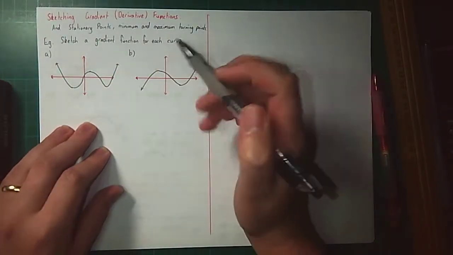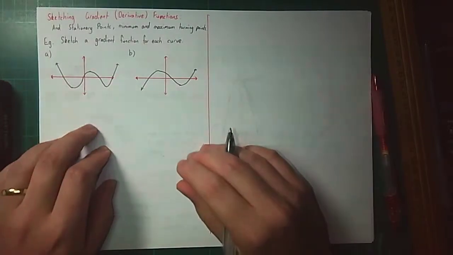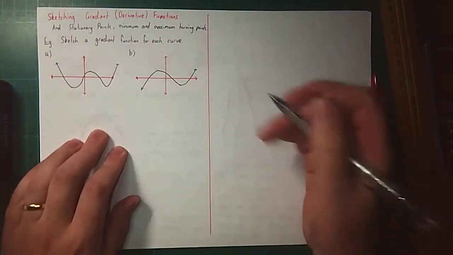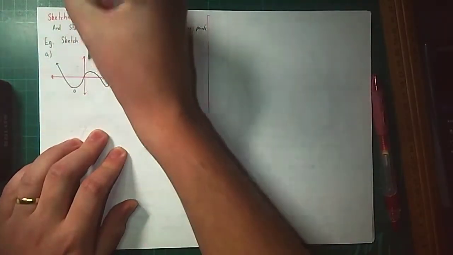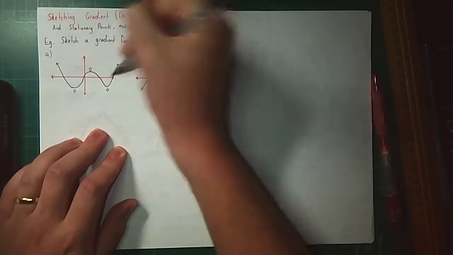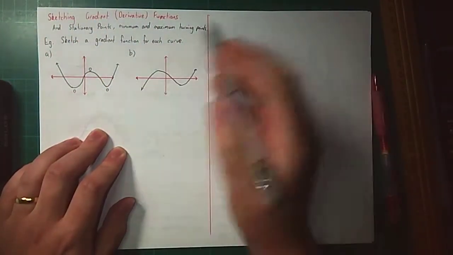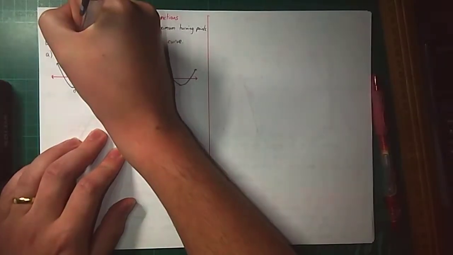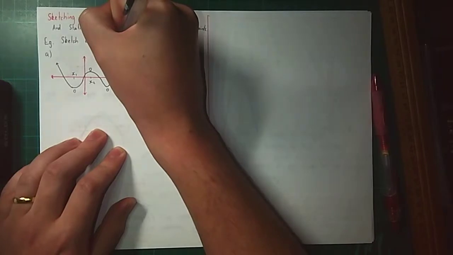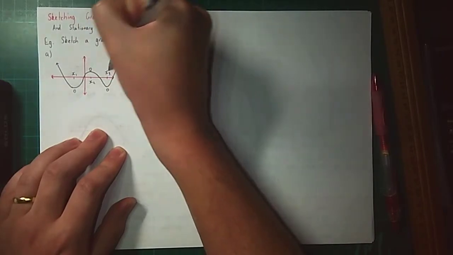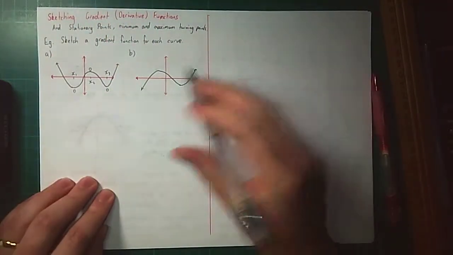Okay, so our stationary points are when there's no gradient. So here we've got no gradient, here we have no gradient, and here as well. Okay, I'm going to call these some points. I'm going to call this x1. This one here is x2, and naturally that's x3.